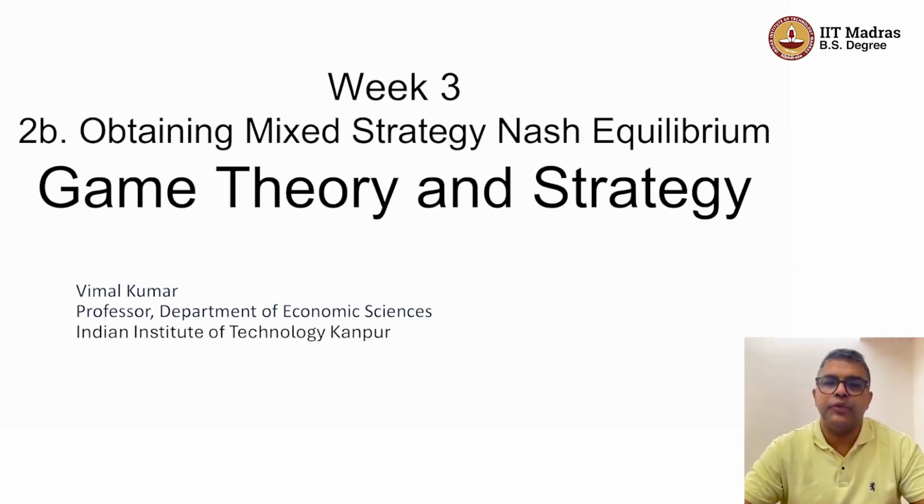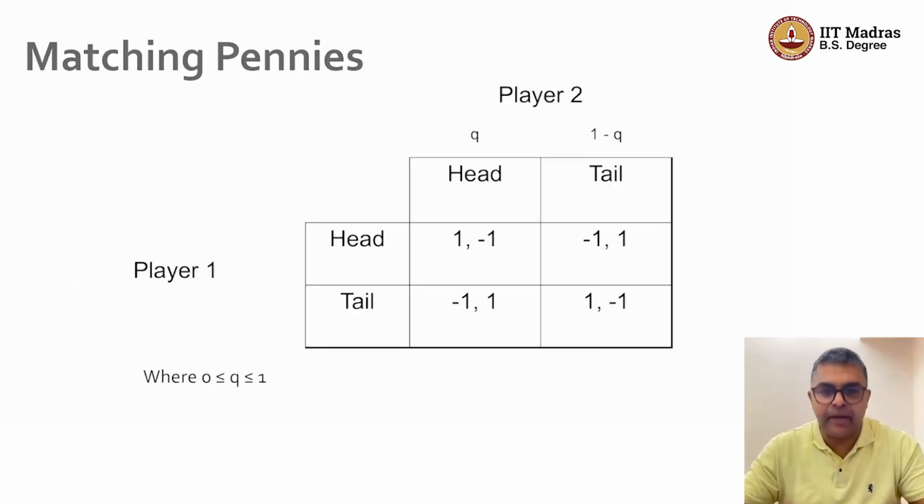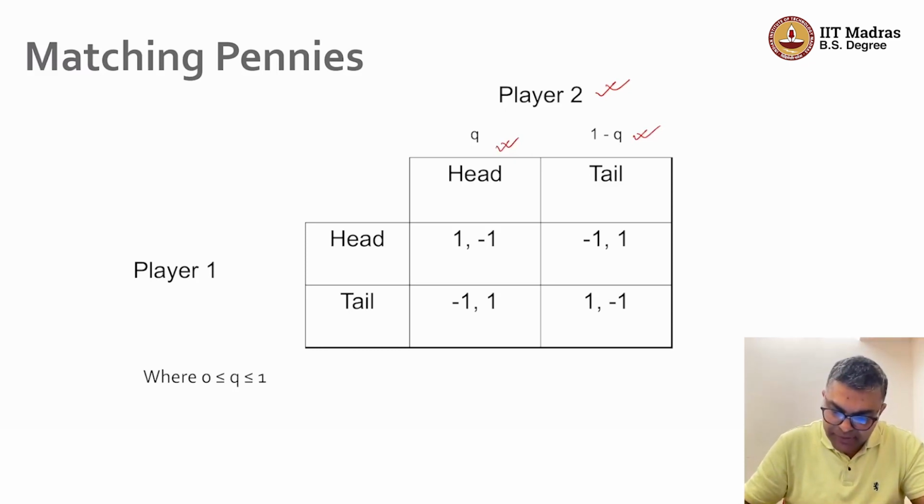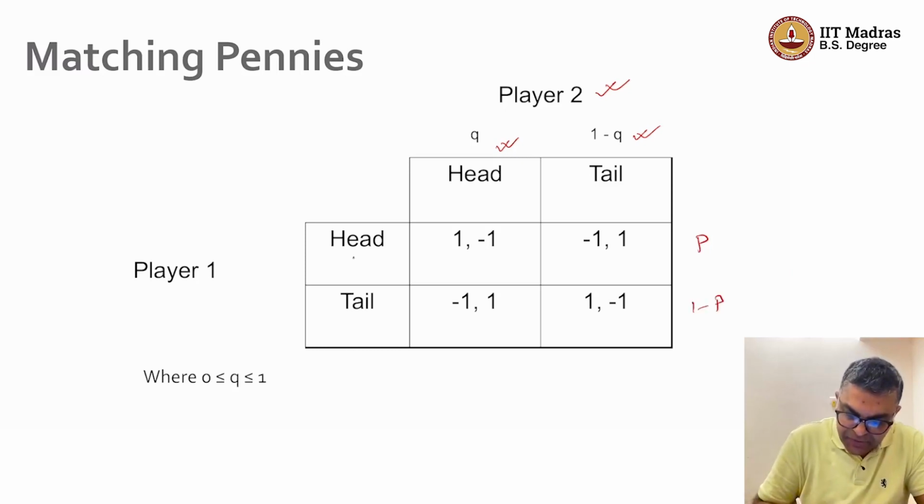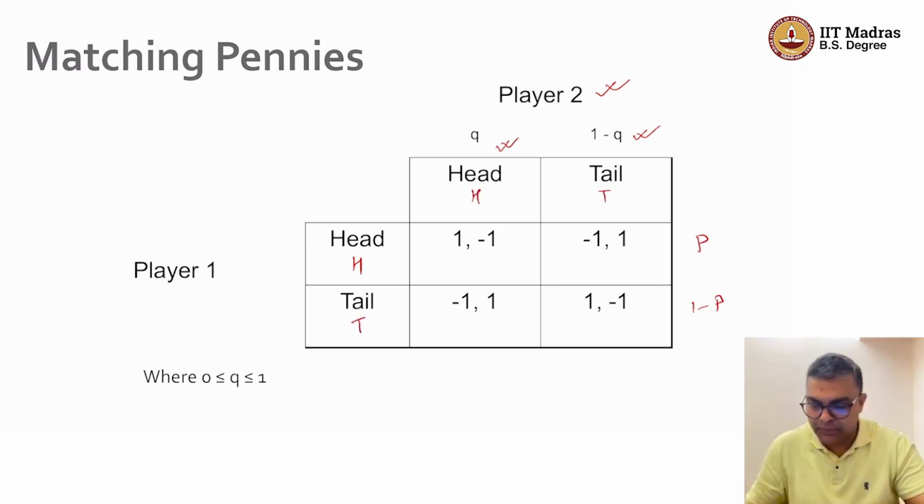In this video, we will take the matching pennies game and try to obtain the Nash equilibrium in mixed action, or mixed strategy. This is a matching pennies game. We do probability allocation for player 2 here. We say that player 2 plays head with probability q and tail with probability 1 minus q. We can also say that player 1 plays head with probability p and tail with probability 1 minus p. For head, in short, I will use h, and for tail, t. This is what we will use.